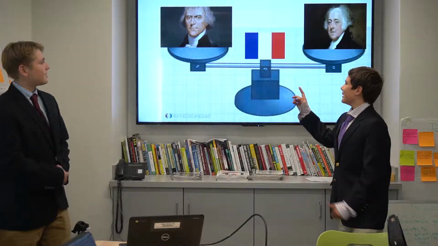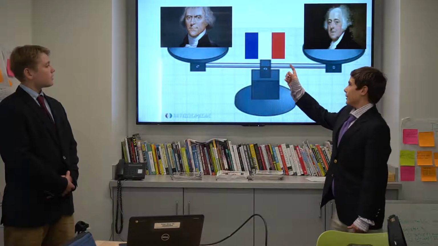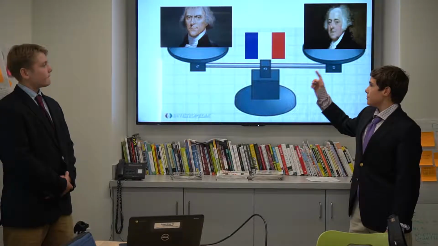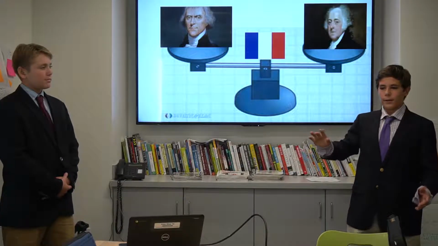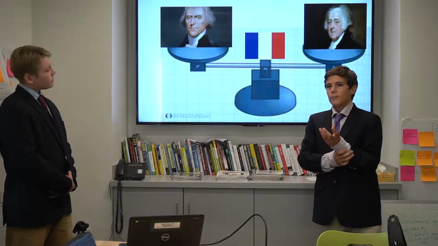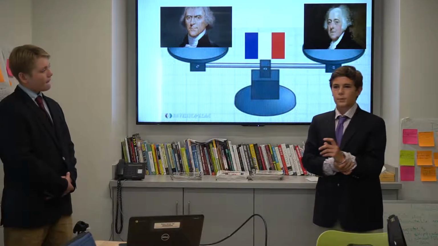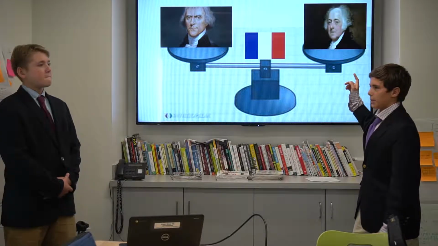It's a little weird, but this is a little diagram I made where it's between Thomas Jefferson and John Adams, and the French are in the middle, and they are just kind of being pushed around because Thomas Jefferson wants them in the country and John Adams doesn't.